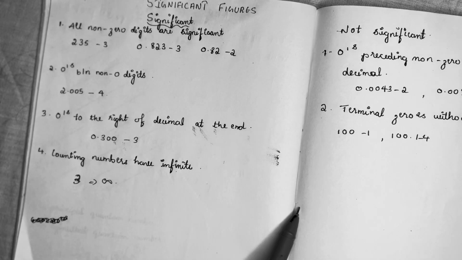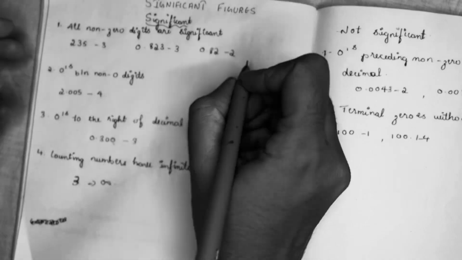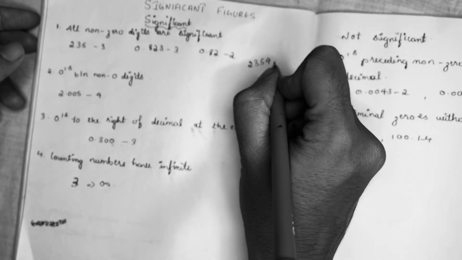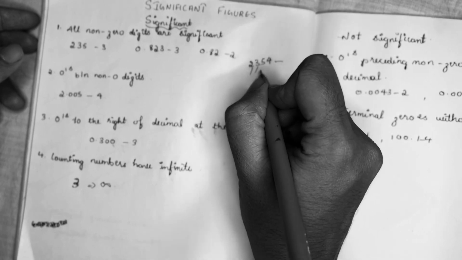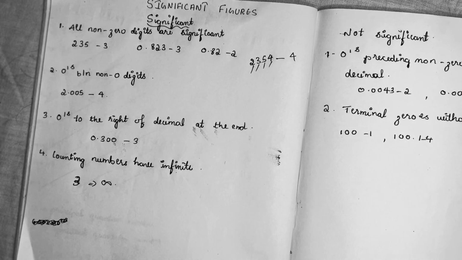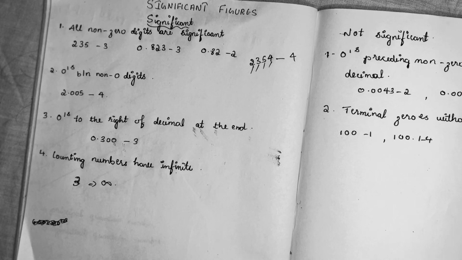And again an example, 2354. Here how many significant figures are there? 1, 2, 3, 4. So totally four significant figures, right? So this is the way to count the number of significant figures. All the non-zero digits we take as significant figures.